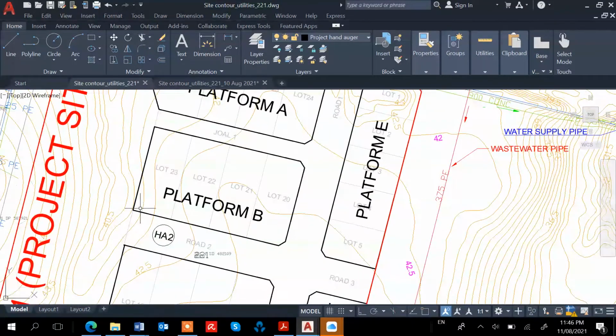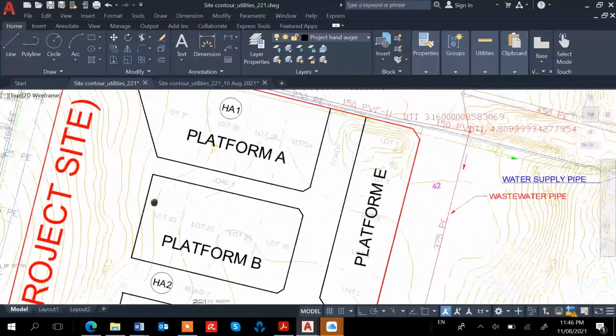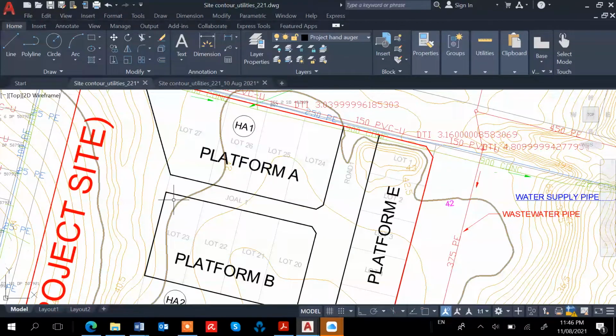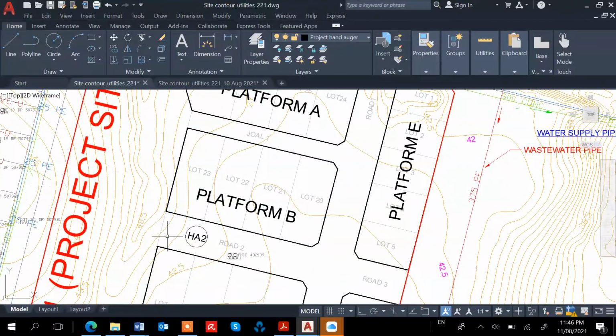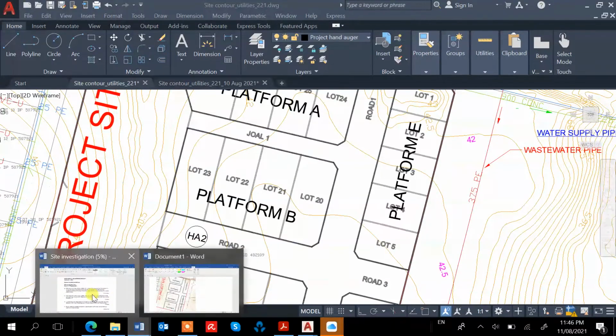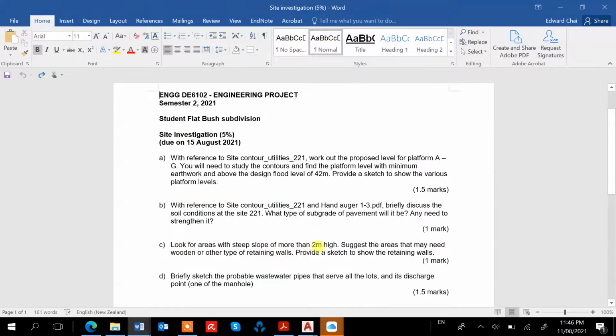So we might need to introduce a retaining wall, for example, here along this, this one, maybe along, let's say, here. Okay, so at the edge of platform B, with the valley or depression. Okay, so yeah, that is we need to identify the area that we need to provide some retaining wall.